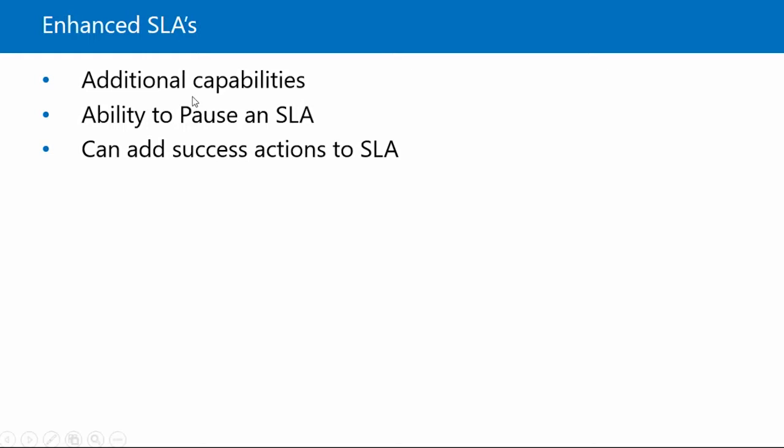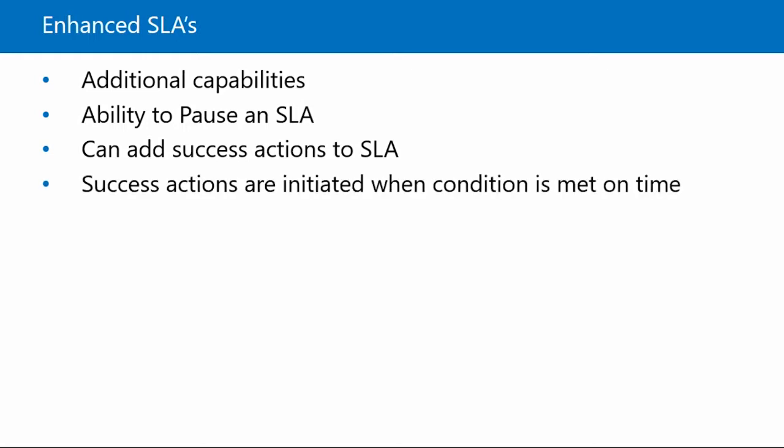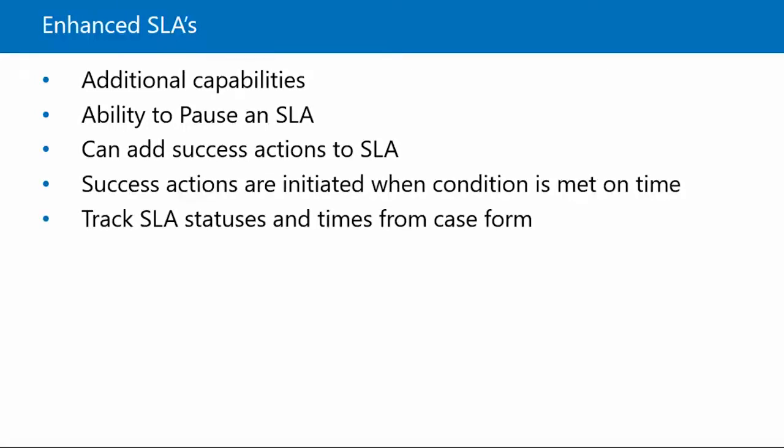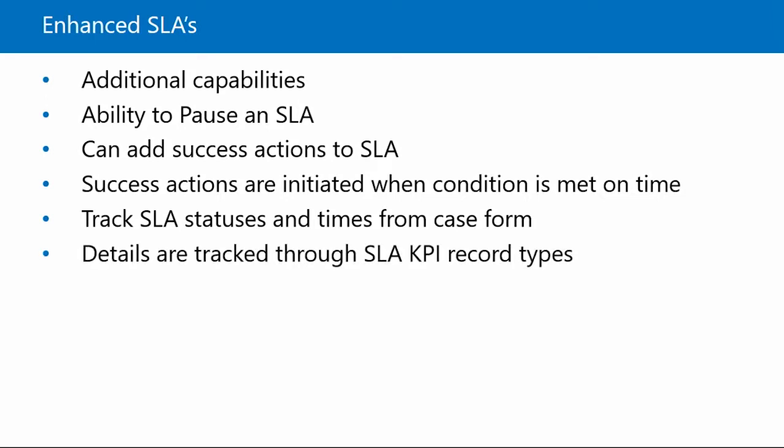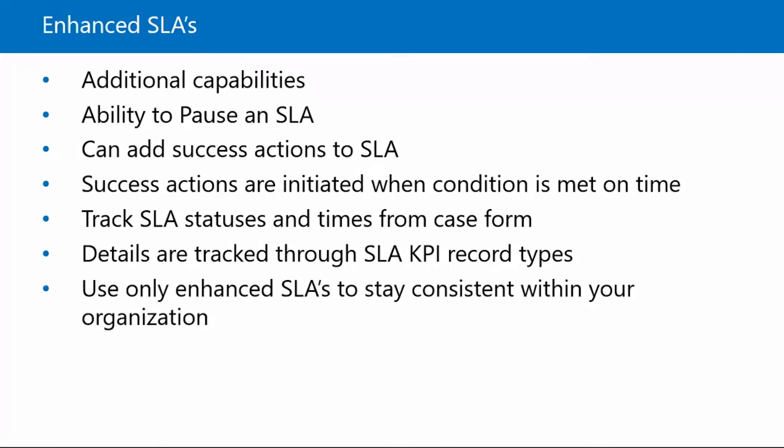By default, we also have the ability to track SLA statuses and times directly from the case form without any customizations. These details are tracked through the SLA KPI instance record type. Again, as we've already mentioned, even though there are two types of SLAs available, Microsoft suggests using only one type of SLA in your organization to stay consistent. That said, since enhanced SLAs are more feature-rich than the standard SLAs, it's recommended to use enhanced SLAs going forward.